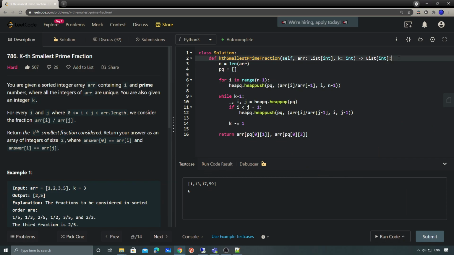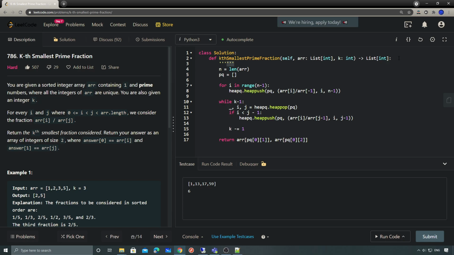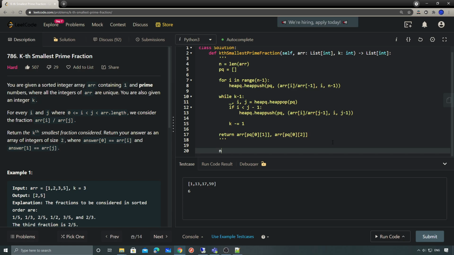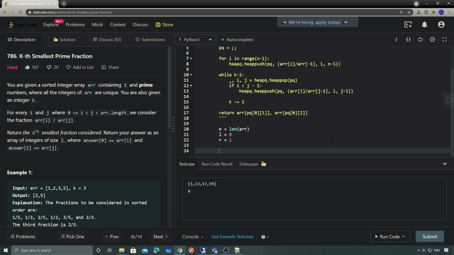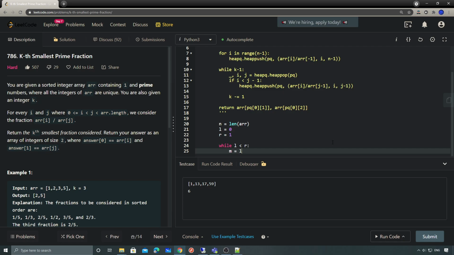So let me comment out these things here. Again, do we need n here? Yes, I think we need n. So n is going to be the length of the array here. And then we have left equals 0, and right equals 1. While left is smaller than right, we have middle equals left plus right divided by 2. Keep in mind we're working with decimals, so we're not doing this flooring. We are doing decimal division here.